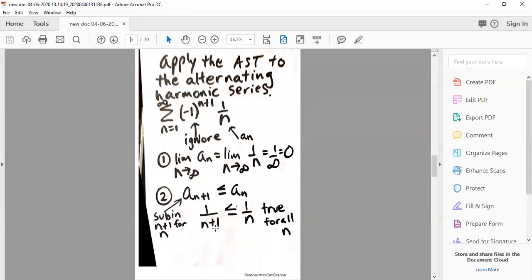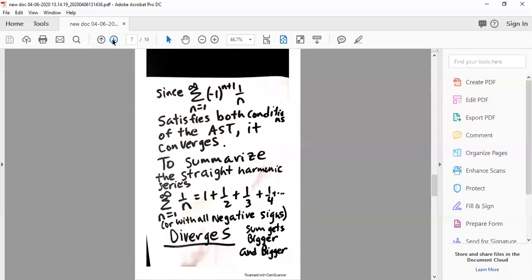Well, if you notice, n plus 1 is bigger than n on the bottom here. So when you put them on the bottom of a fraction, the overall fraction will be smaller. And that will be true for all n. So the second condition, yes, is satisfied. Therefore, this leads to a very technical conclusion. Since this alternating harmonic series satisfies both conditions of the AST, it converges.